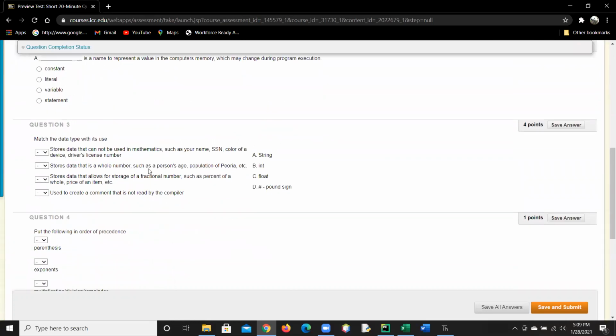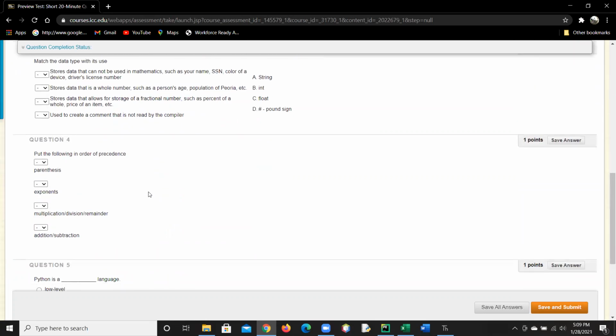The next question is match the data type, okay? This data type stores data that cannot be used in mathematics. This one stores the data as a whole number. This one stores data as part of a number, fractional. And this thing is used to comment out anything, to make a comment. Okay, not too hard. Then the next one is put these in the order of precedence. We just went over that.